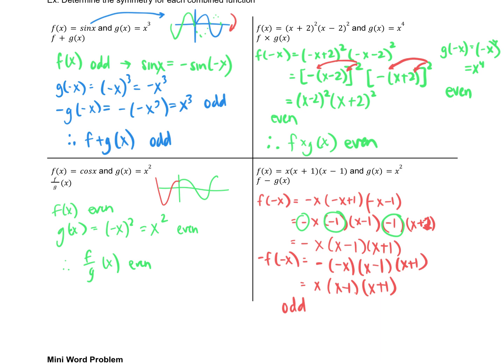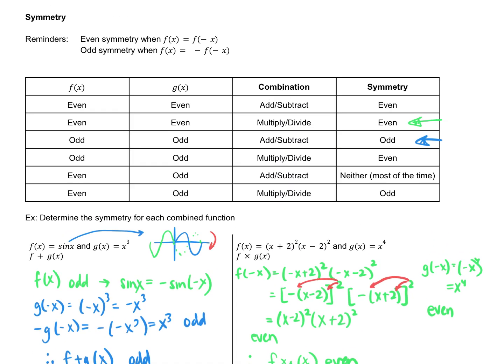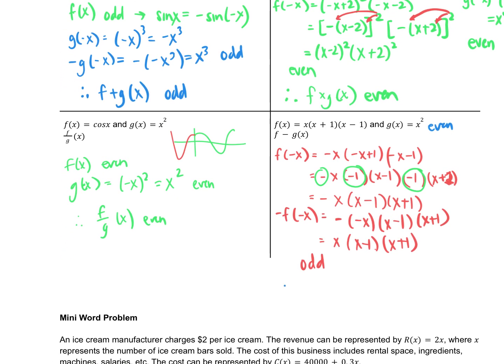And now x squared, we already proved in the previous example that it was even. So here I have an even and an odd function together that are being subtracted. So I look up top and we are right here. So our combined function is probably going to have neither type of symmetry.